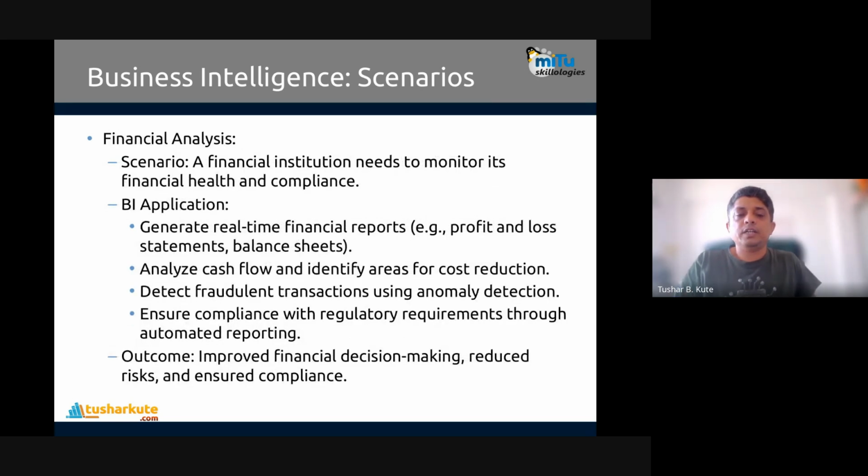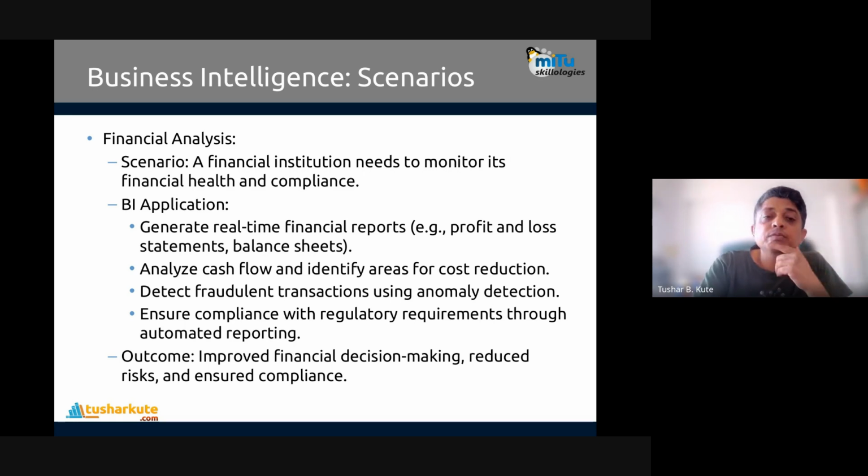Let's take another scenario, business or financial analysis. Finance and its allied sectors play a very crucial role in the growth of economies. So this process should be robust and should follow some systematic steps in BI. What is the scenario? A financial institution, let's take a bank, needs to monitor its financial health and compliance using BI tools. This is our scenario.